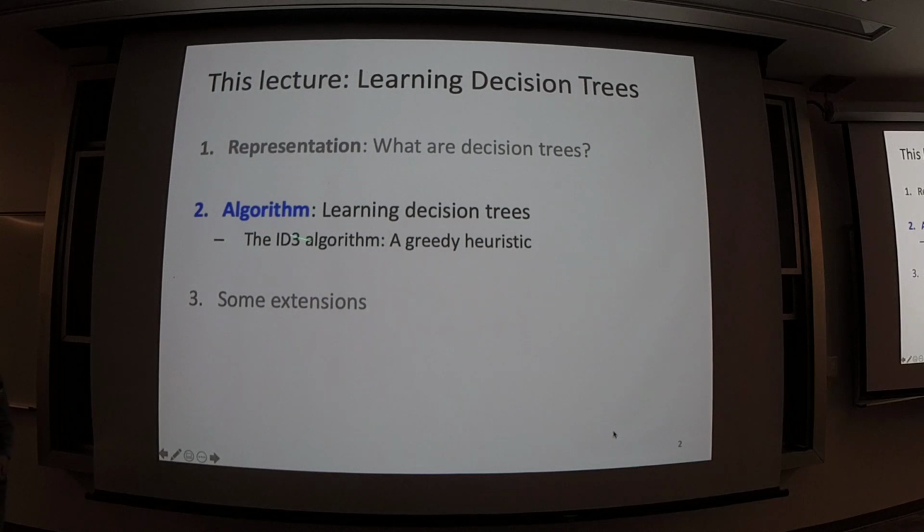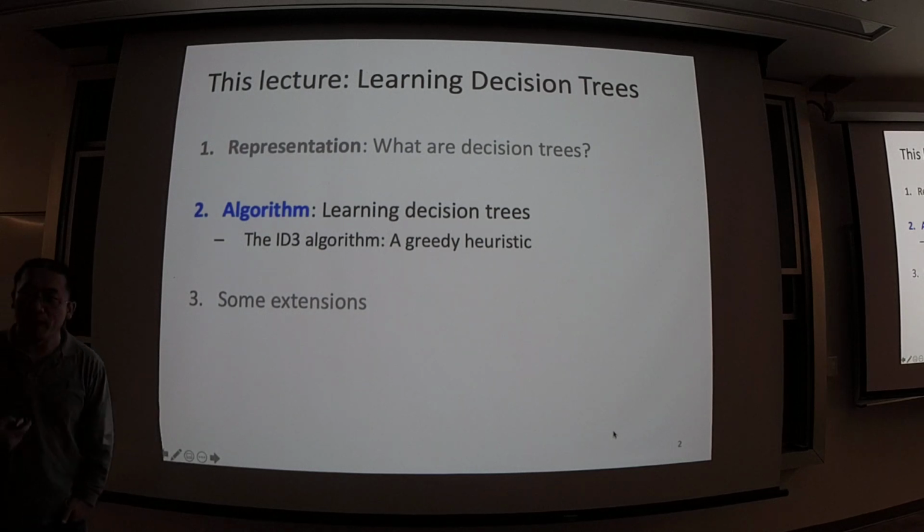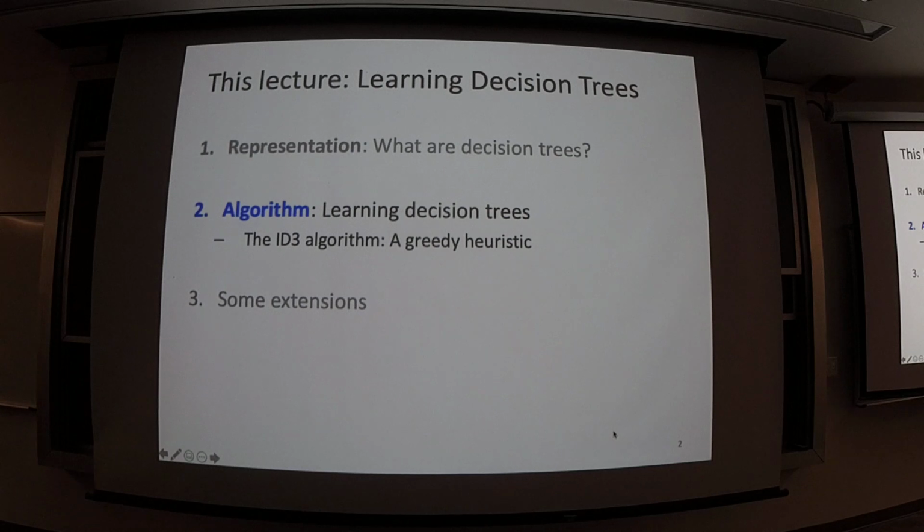And this algorithm was proposed by the pioneer in decision tree research. His name is Quinlan. And after we introduce the algorithm to learn decision trees, the ID3 algorithm, we'll introduce some extensions of that. Okay.